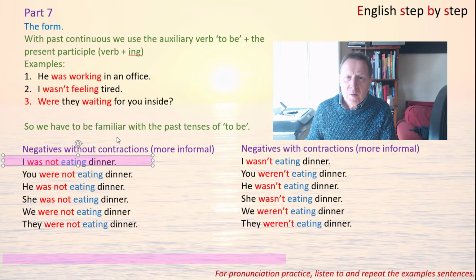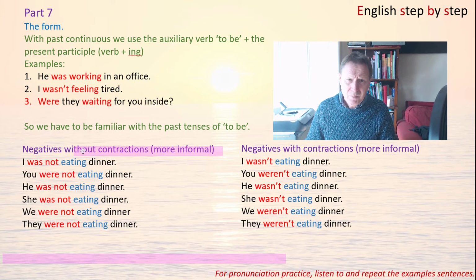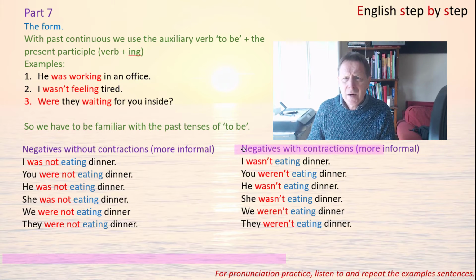So normally when we use the past continuous, we make the contraction with the negative. For example, I was not eating dinner, I wasn't. You were not, you weren't. He was not, he wasn't. She was not, she wasn't. We were not, we weren't. They were not, they weren't. So the negatives without contractions are used more often in formal English, in newspapers, in reports, in academic texts, etc. Negatives with contractions are more informal and used in everyday English.